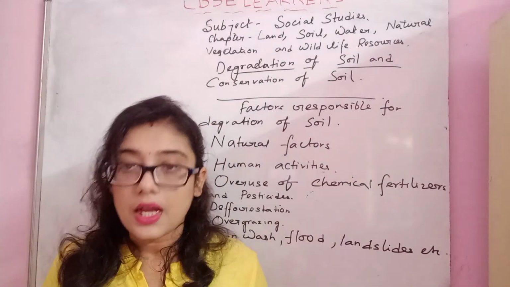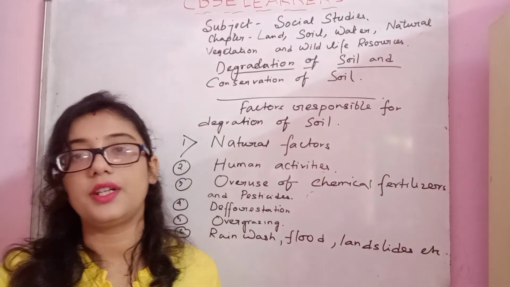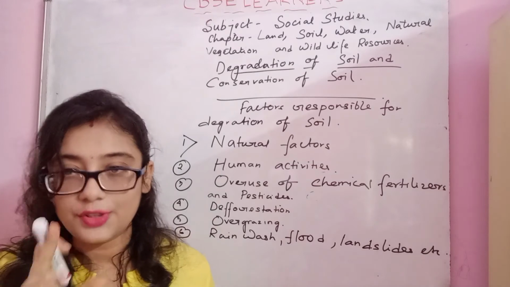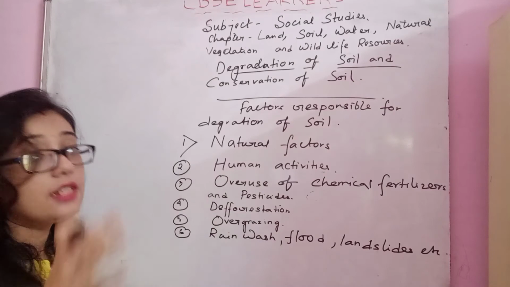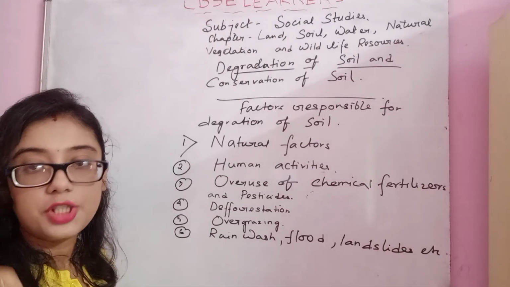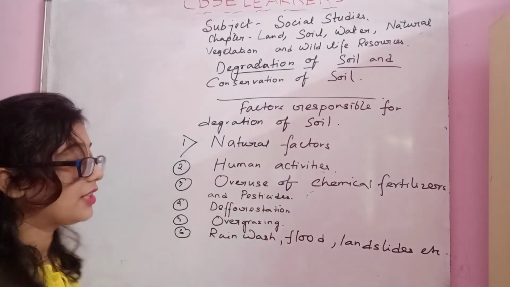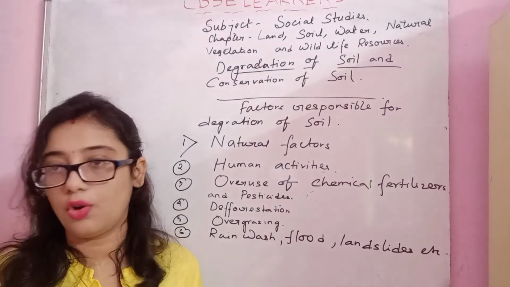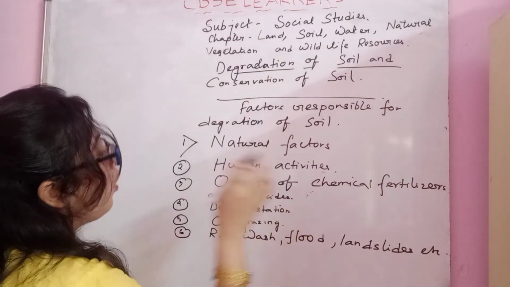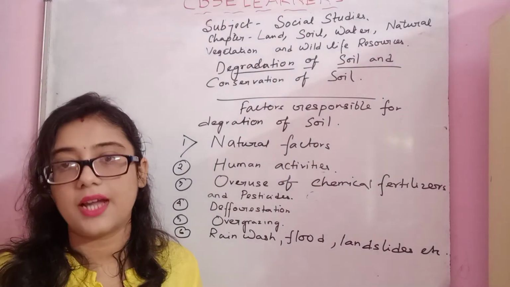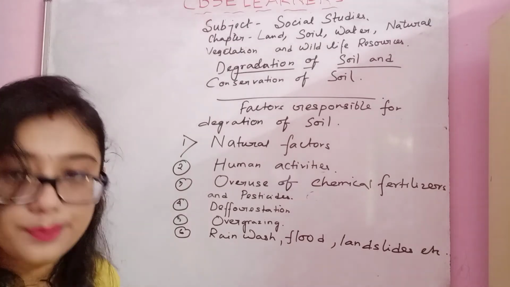Now how to conserve the soil? There are several ways. First thing which is important is to plant trees. First thing, you have to stop all these things which lead to the degradation of soil. What is possible for you? Natural calamities, you do not have any control over, so you cannot do that. But overgrazing, deforestation, overuse of chemical fertilizers and pesticides, these you can all stop.